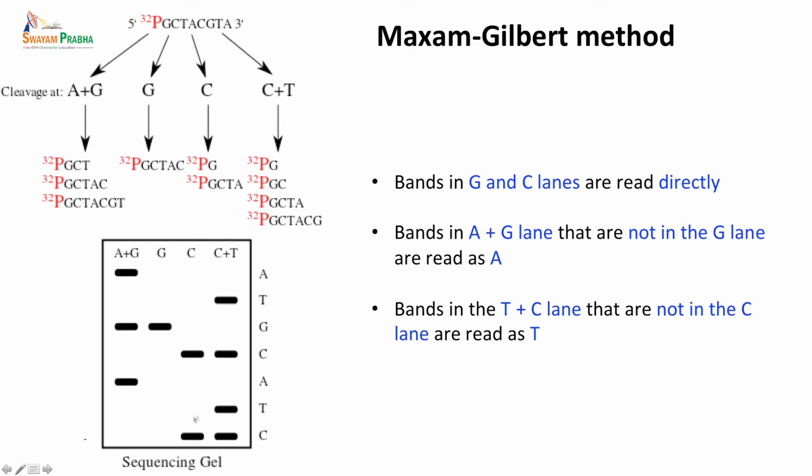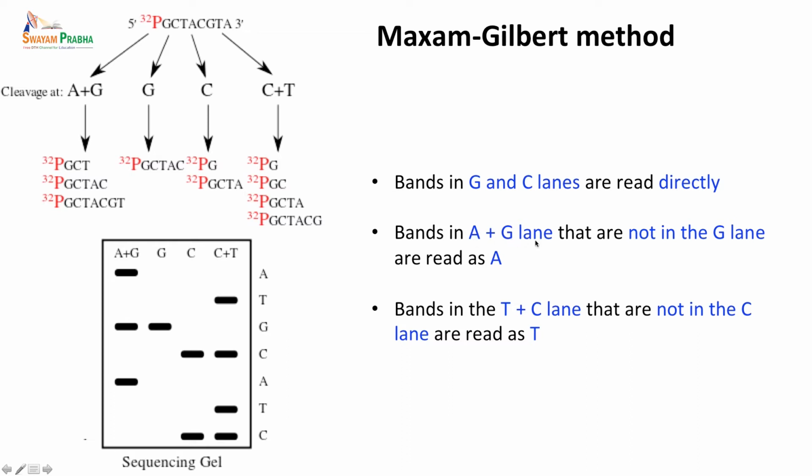So how to then read this gel? The way to read it is that the bands which are present in only G and only C lanes can be read directly. So if you see a band which is present in only C, you will read that directly, and only G, you will read that directly. But then you have these 2 reactions, A plus G and C plus T. So how to read these bands?